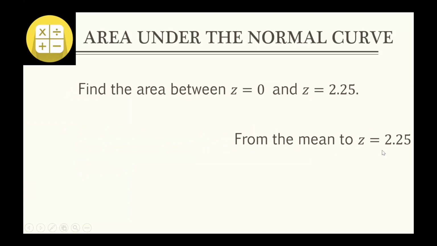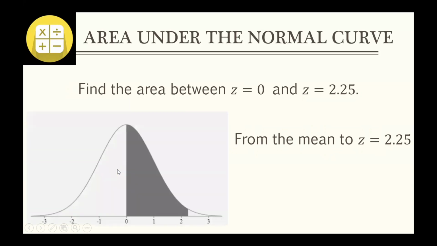If we are going to draw the normal curve, given the z-scores, that is like this. From the mean, which is 0, up to 2.25, under that, that is shaded. So now, we are going to find the area of the shaded area of the normal curve. We have this symbol, meaning we're going to get the area from 0 to 2.25 as the z-scores.